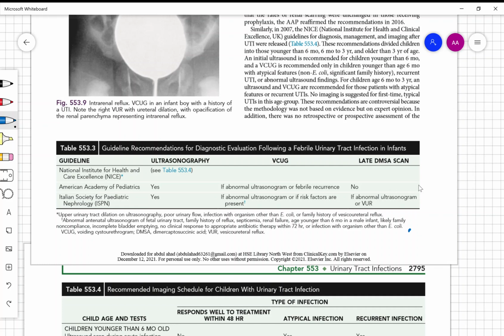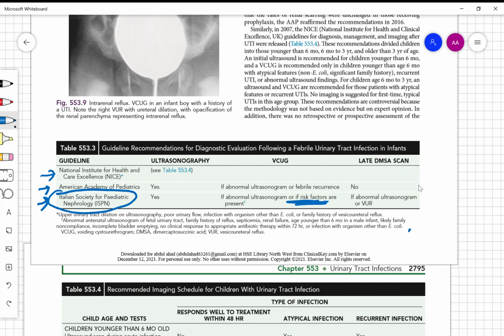So we will be comparing the three guidelines. For exam purposes, I haven't seen the importance of the Italian Society of Pediatric Nephrology, but here the risk factors that they have mentioned are very important, so I will start here. What does the Italian Society of Pediatric Nephrology recommend?